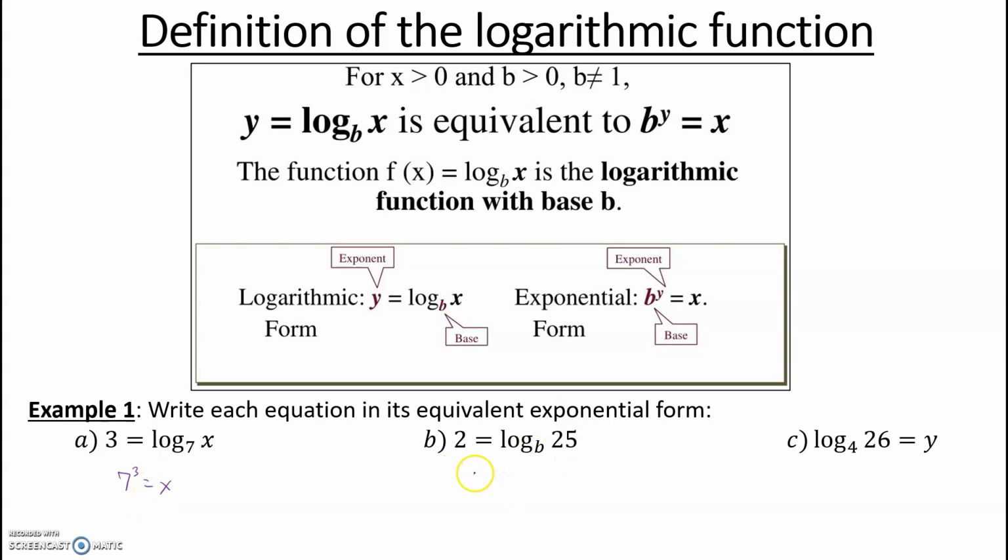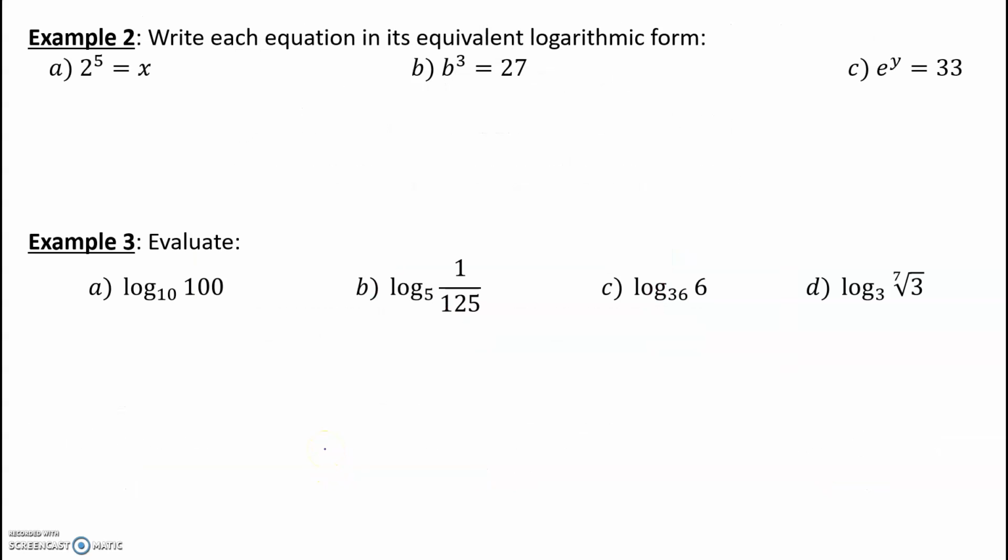Here, b to the power of 2 equals 25. And again, I can look at that now and say, oh, b is 5, right? 5 squared is 25, or negative 5. But again, it makes a lot more sense in that exponential form. Here, 4 to the power of y equals 26. So this is just changing it into exponential form, to be honest, where it makes more sense.